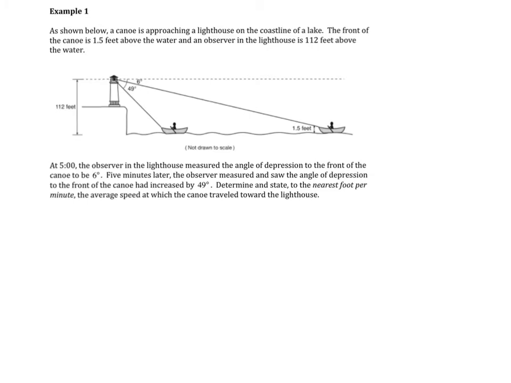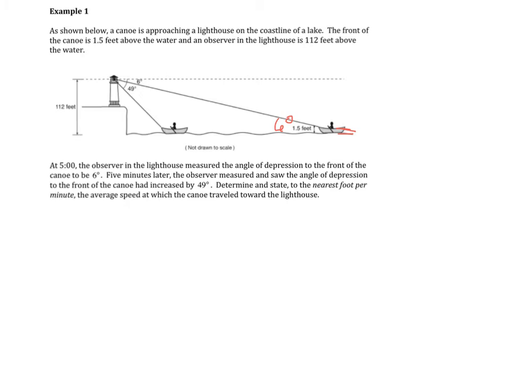At 5 o'clock, the observer in the lighthouse measured the angle of depression to the front of the canoe to be 6 degrees. So we know that alternate interior angles are congruent, so the angle of elevation is also 6 degrees. That goes inside here. Really, it's way down in here.